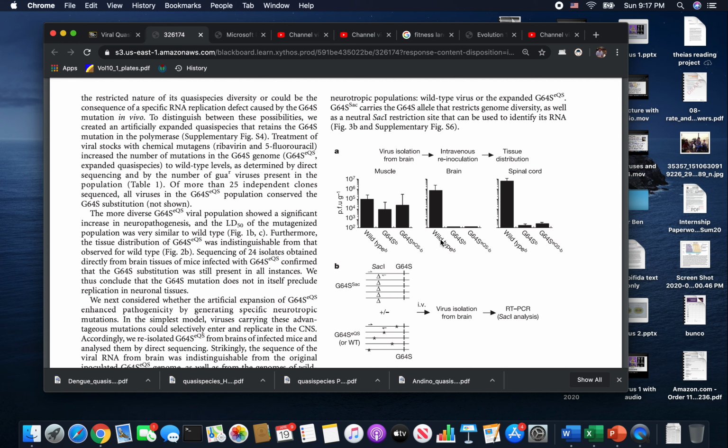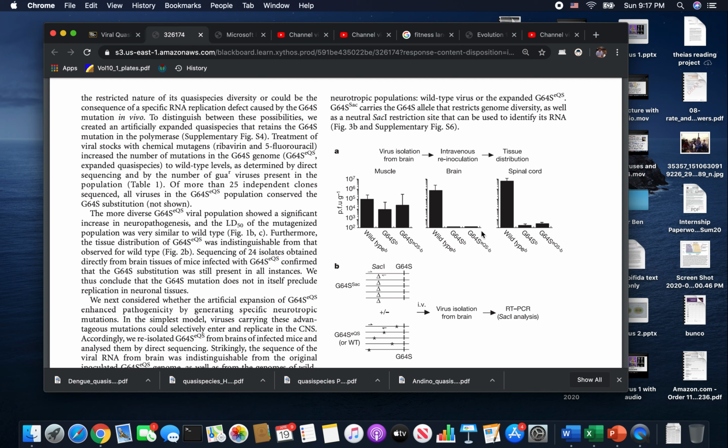Because wild type doesn't care. It can make any mutations it needs to. But look what happens to the other two. Even if you start with an enhanced quasi-species, if you just pick out any one member, like the best member at getting into the brain, and put it back into the body, it's not going to get to the brain again because they're different skill sets.